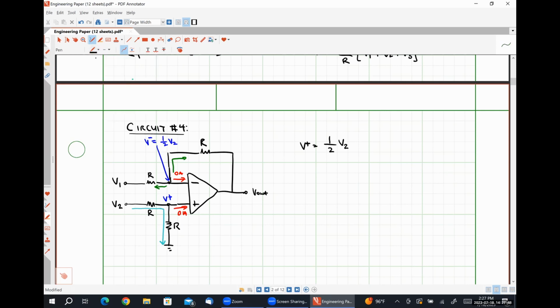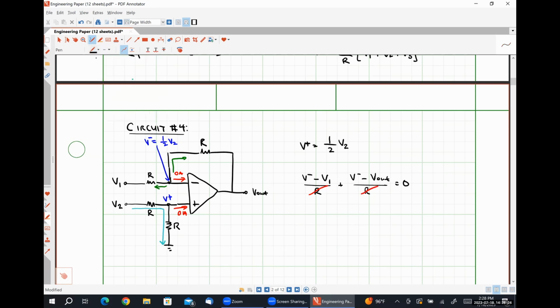So that's going to look like V minus minus V1 divided by R plus V minus minus V out divided by R is equal to 0. And I'm going to effectively multiply through by R, which will get rid of those guys.